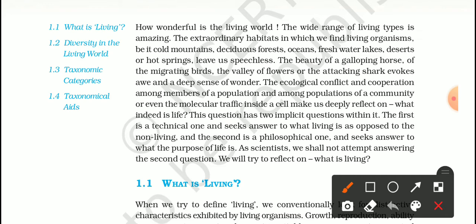There are some questions being asked. The first is a technical one, which says what is living. And the second is a philosophical one, which says what the purpose of life is.